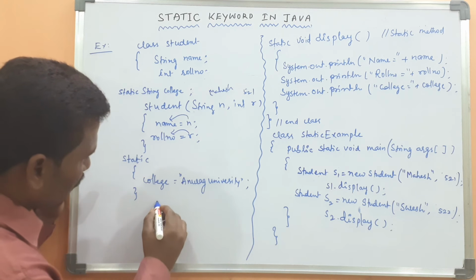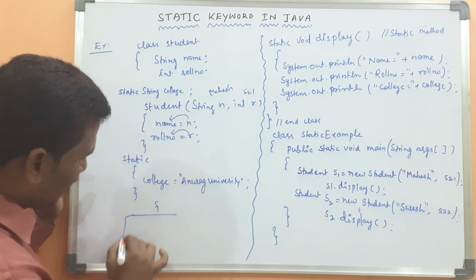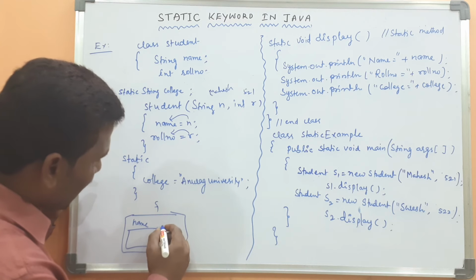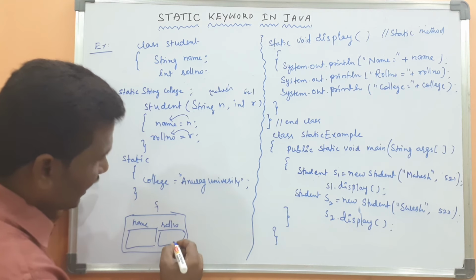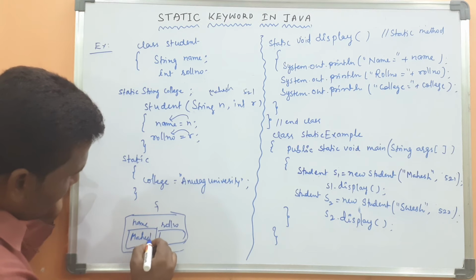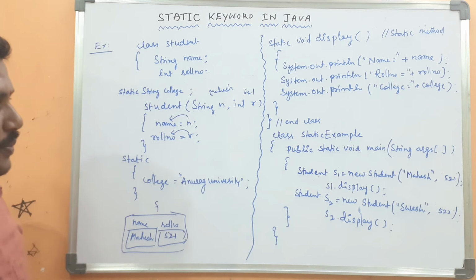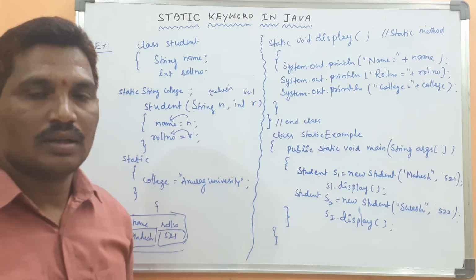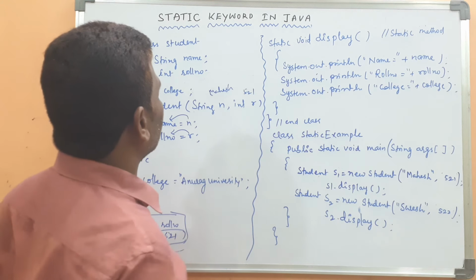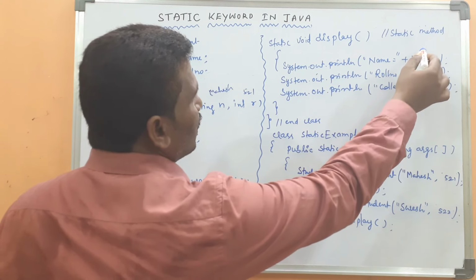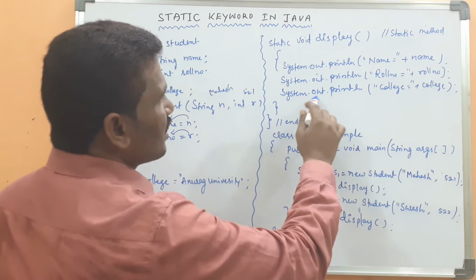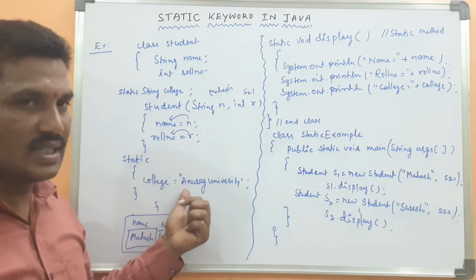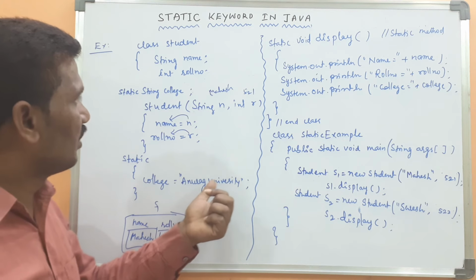But what is here? The S1 object is holding the name and roll number. What is the name? Mahesh. Name is initialized with Mahesh. Roll number is initialized with 521. Then S1.display, then control comes over here. Then System.out.println, name equal to name. What is the name? Mahesh should be displayed. Roll number should be displayed. Then System.out.println college, because college is what? College is initialized with the Anurag University.